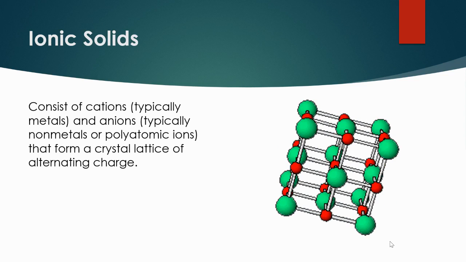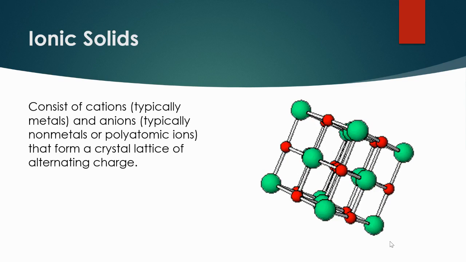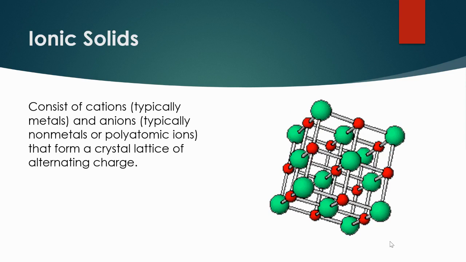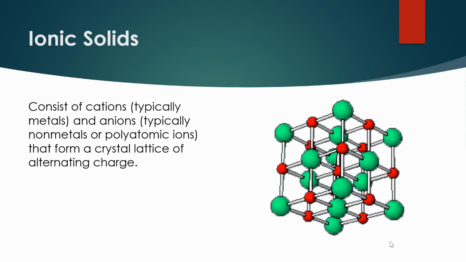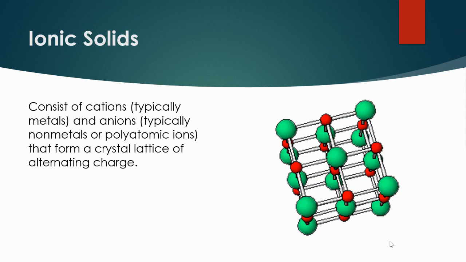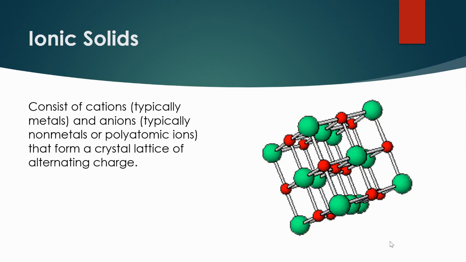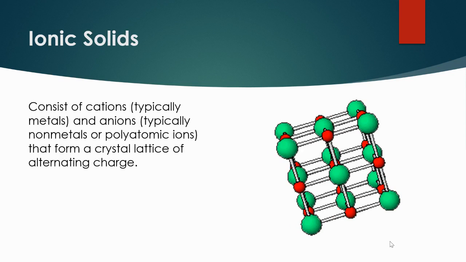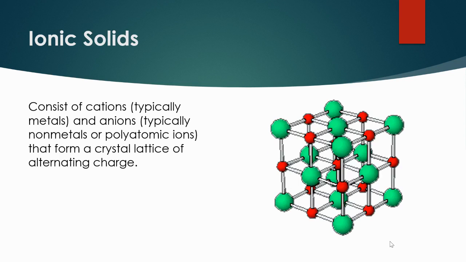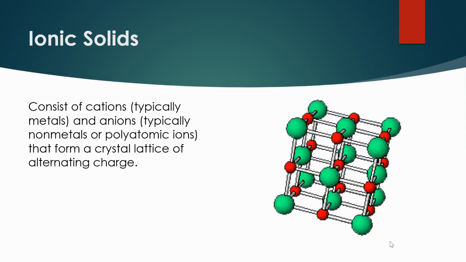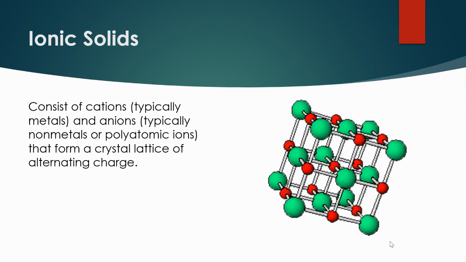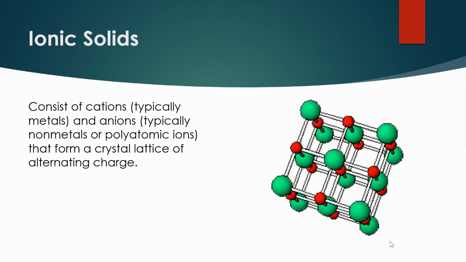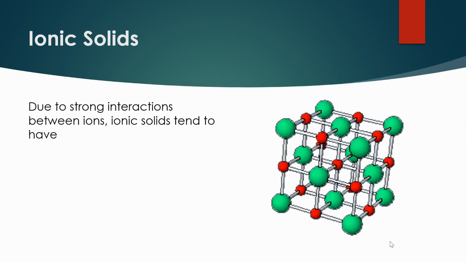Ionic solids consist of cations, which are typically metal ions, and anions, which are typically nonmetal ions or polyatomic ions, that form a crystal lattice of alternating charge. In the example I have pictured here, this is sodium chloride, where you have sodium ions represented by the red dots and chloride ions represented by the green dots. And every single one of these ions is attracted to each other through electrostatic attraction. The positive sodium ions are attracted to the negative chloride ions.